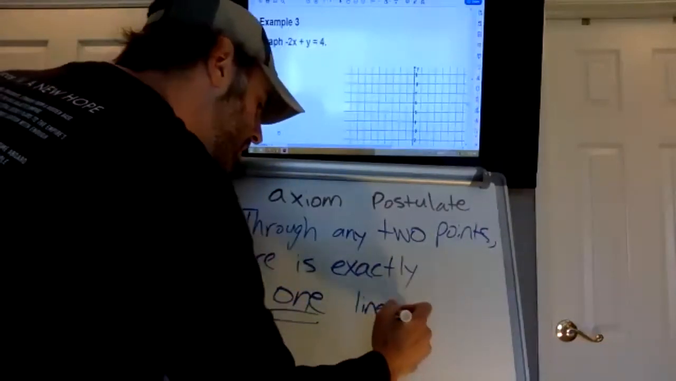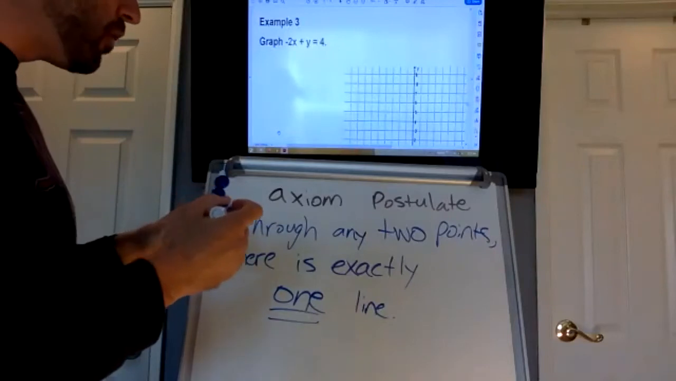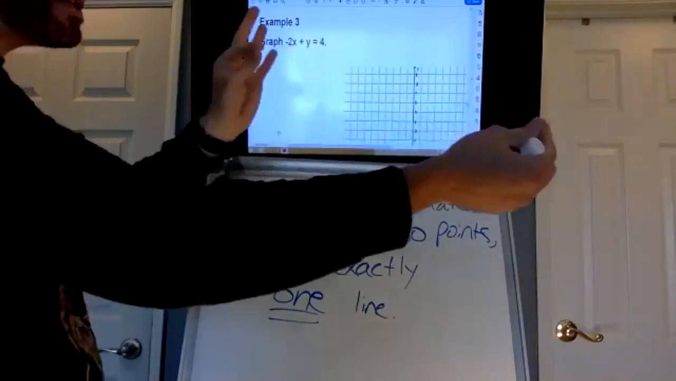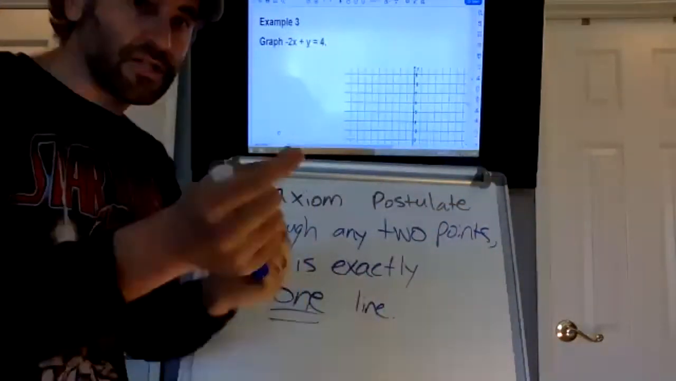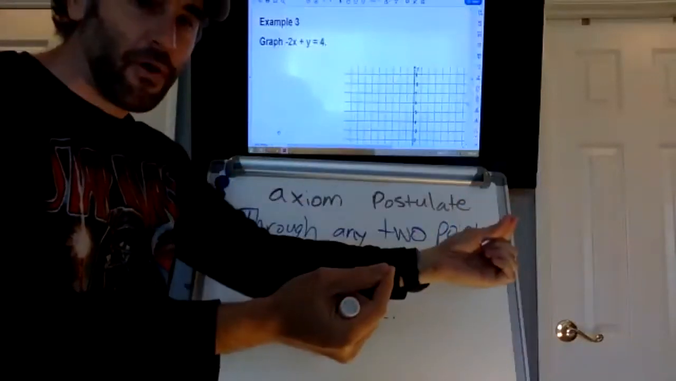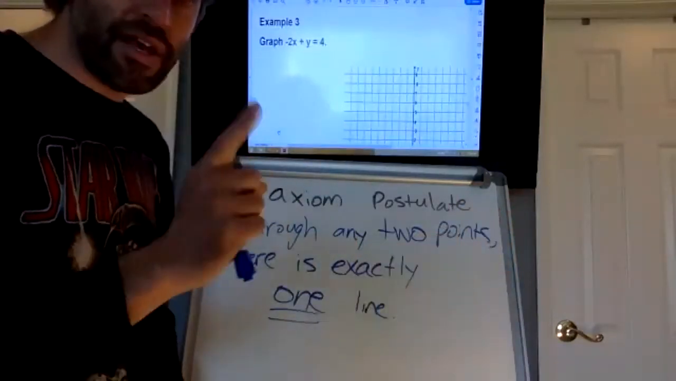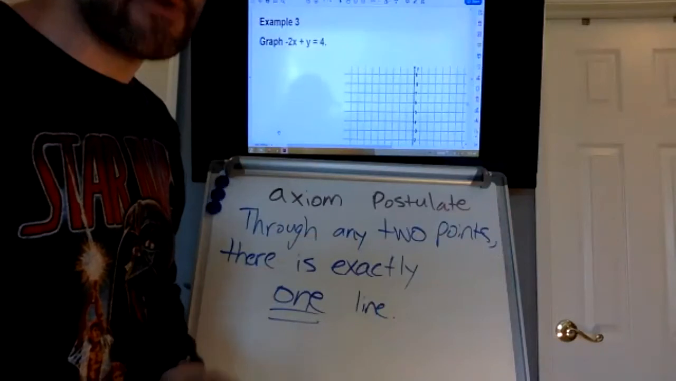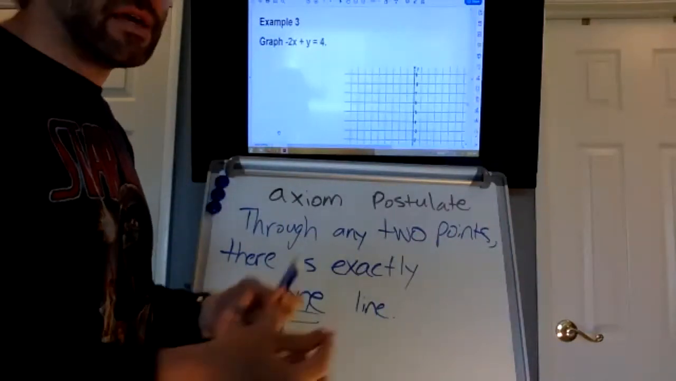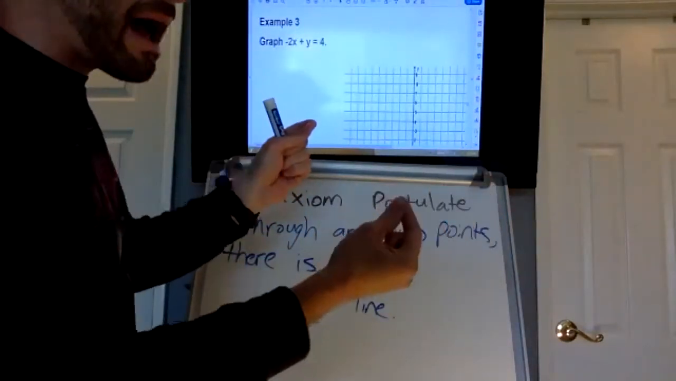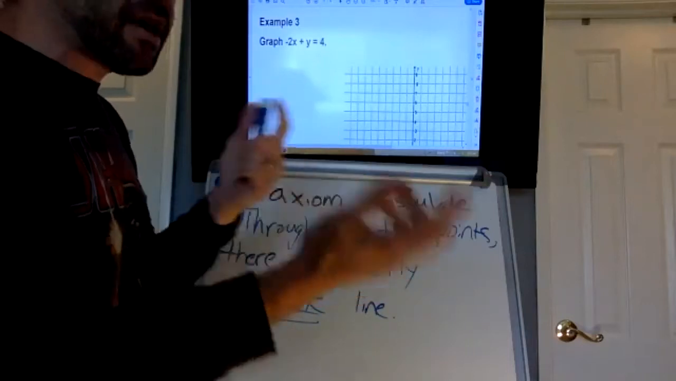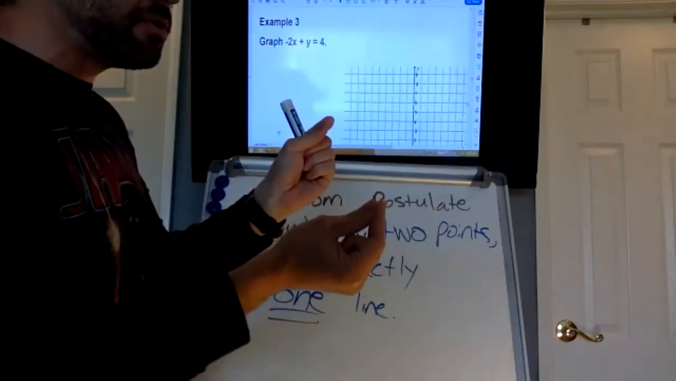So if I pick 2 points anywhere you want in space, pick 1 point and pick some other point, there's only one line that can go through them. Jacob, you need to turn your video off. There's only one line. You cannot make 2 lines that are different that go through those 2 points.